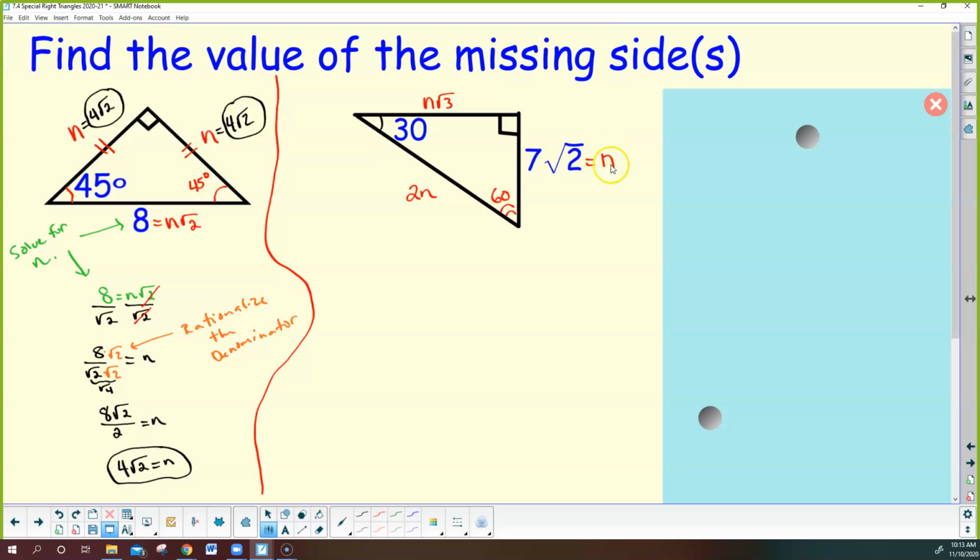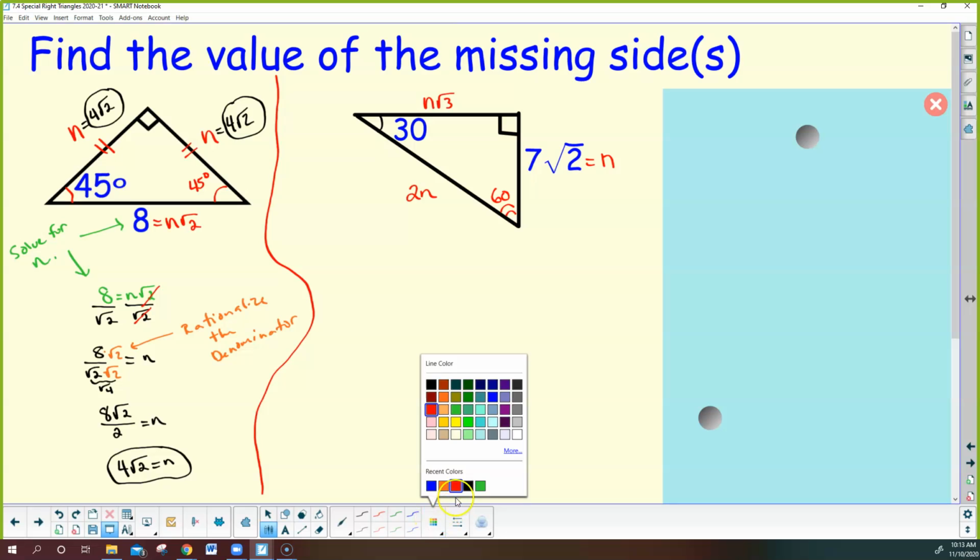Now notice, n is the smallest, doubling n is the largest, and timesing by the square root of 3. The square root of 3 is less than the number 2, which is why this is in between these two sides. It's a middle size length, which is the 60 degrees. So that's kind of how I memorize this formula.